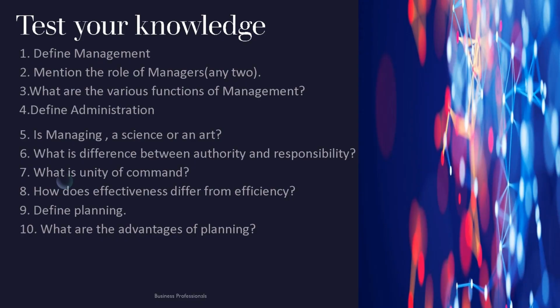Questions and answers. 1. Define management. Management is the art and science of getting the objectives of the organization accomplished through and with people. 2. Mention the roles of managers, any two. Interpersonal and informational roles. 3. What are the various functions of management? Planning, organizing, staffing, directing and controlling.